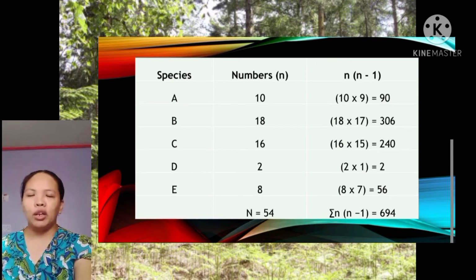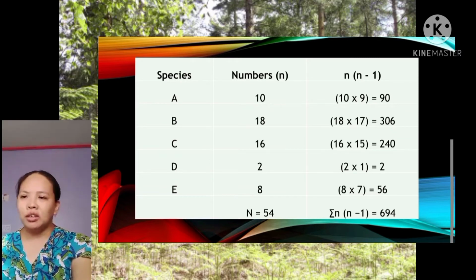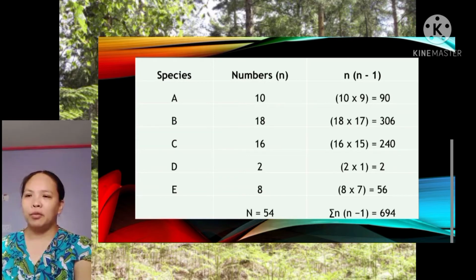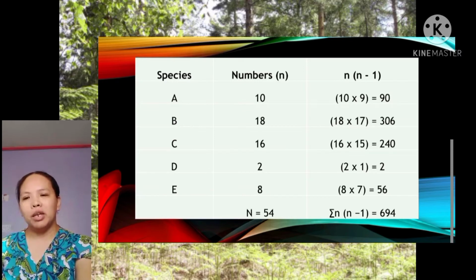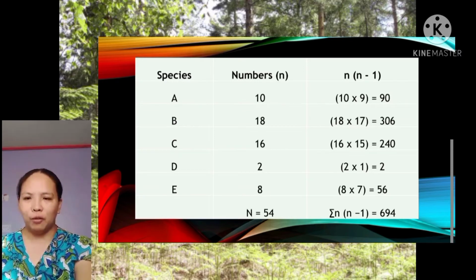Then for small letter n multiplied by n minus 1, so we get the number of species in each organism. For A, 10 times 9 is equal to 90. For B, we have 18 times 17 is equal to 306, and so on in letter E. So the summation of small letter n multiplied by n minus 1 is equal to 694.